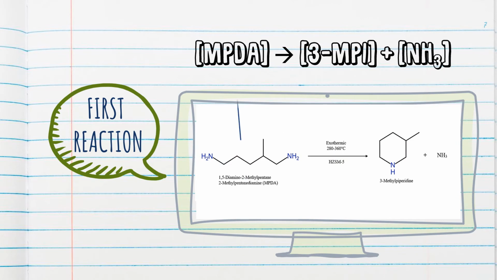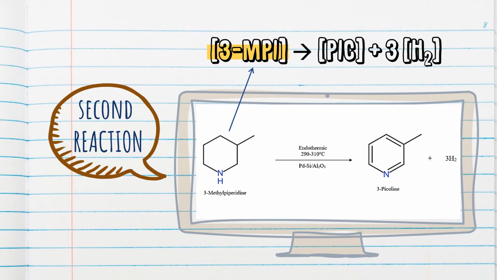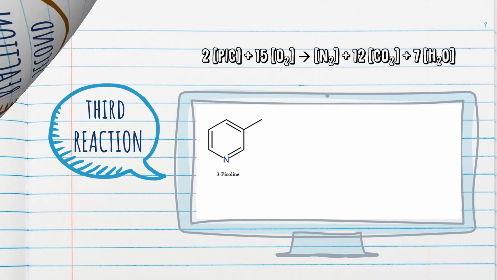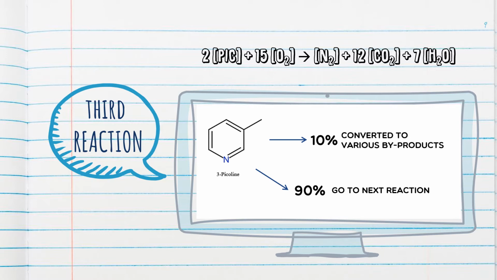The process begins with 2-methylpentanediamine as the starting raw material, which will first be vaporized and then converted to 3-methylpiperidine through an exothermic reaction with the presence of a zeolite catalyst. The 3-methylpiperidine is then dehydrogenated endothermically to 3-picoline over a palladium catalyst. The 3-picoline then will be divided into 2, which is 90% and 10%. For the 10%, the side reaction will convert picoline into various byproducts, including nitrogen gas, carbon dioxide, and water.